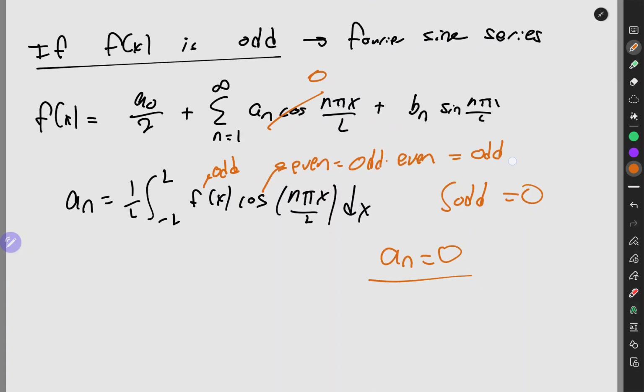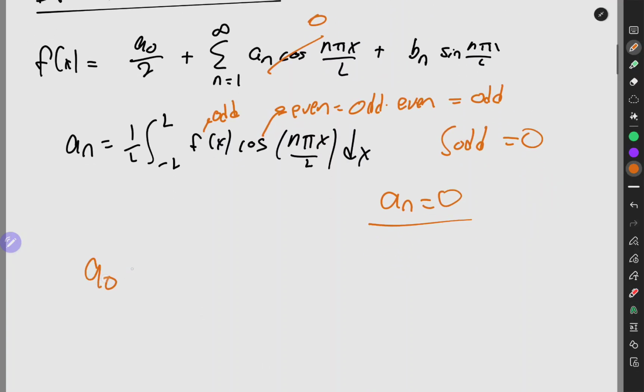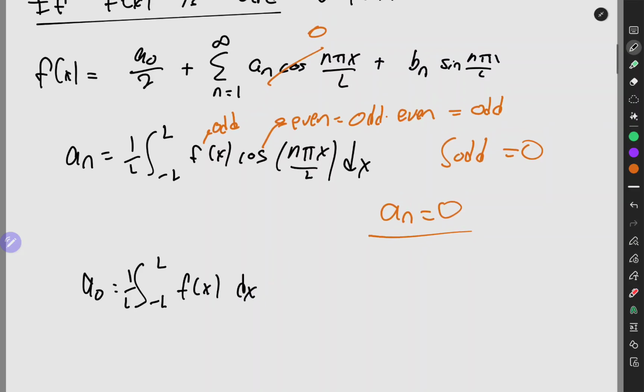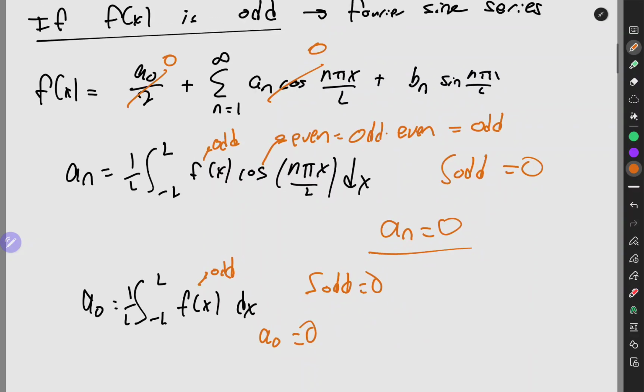Now, if f of x is odd, you'll also notice that our a sub naught is 0, just like I just said. Because we have the integral from negative L to L times 1 over L of f of x dx. F of x is odd in this case. Integral of an odd equals 0, so a sub naught equals 0. So this term would also be 0.